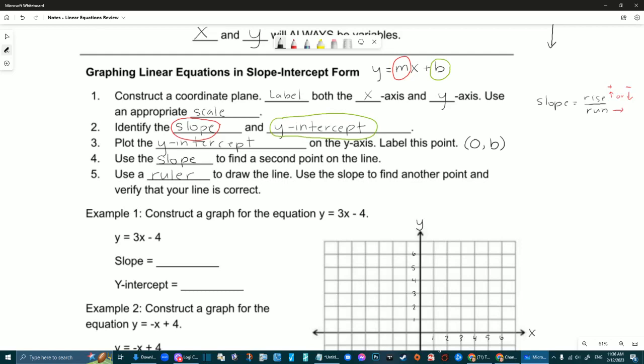I'm also going to write something else here. You should label your line with the equation. Meaning you should write the equation next to the line, either just on the edge of the graph or along the line like I've seen some of you doing in class.